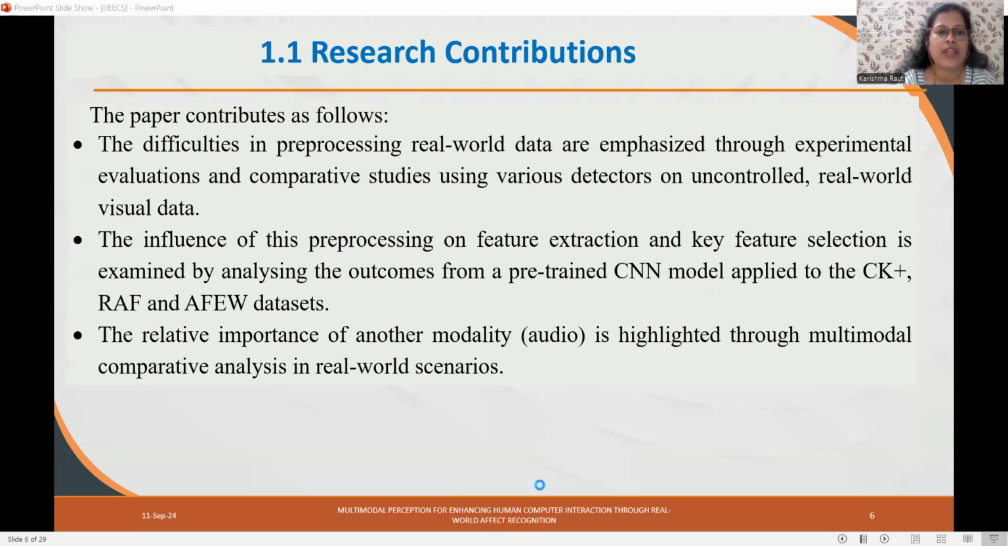Hence, the paper contributes as follows. The difficulties in pre-processing real-world data are emphasized through experimental evaluations and comparative studies using various detectors on uncontrolled and real-world visual data. The influence of this pre-processing on feature extraction and key feature selection is examined by analyzing the outcomes from a pre-trained CNN model applied to CK+, RAF, and a few datasets. The relative importance of another modality is highlighted through multimodal comparative analysis in real-world scenarios.